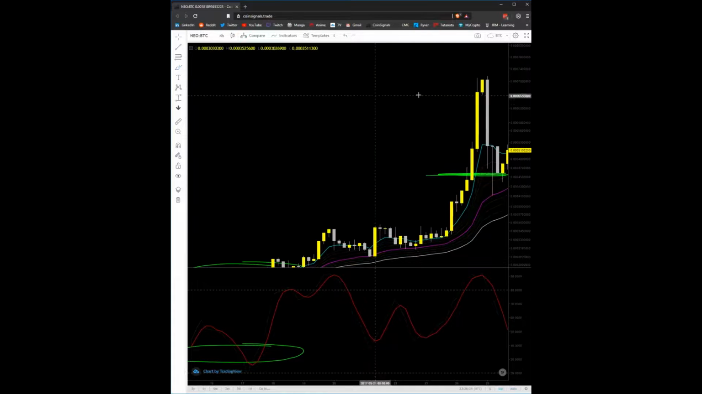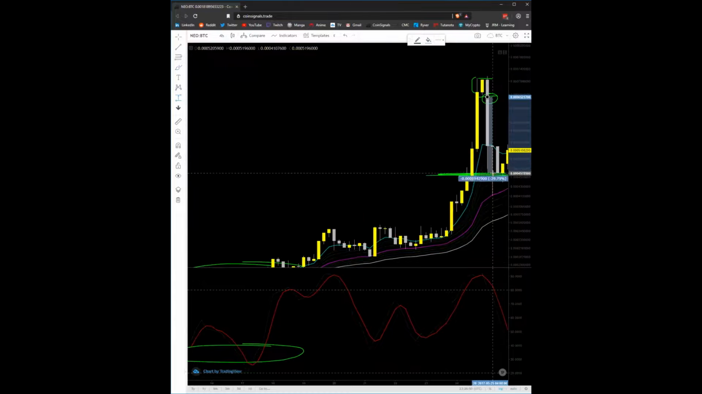Aha. So you get the topping tail, the first sign of exhaustion. Failure to take that out. Bearish engulfing. That's when you can add your shorts on the 4-hour. All right. And that saves you, what's the difference here? 30% saved instead of taking profits in the daily.